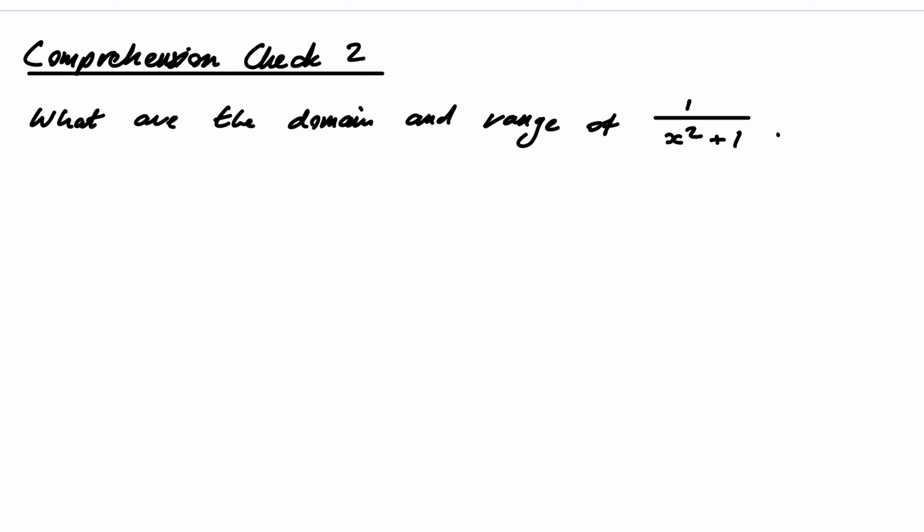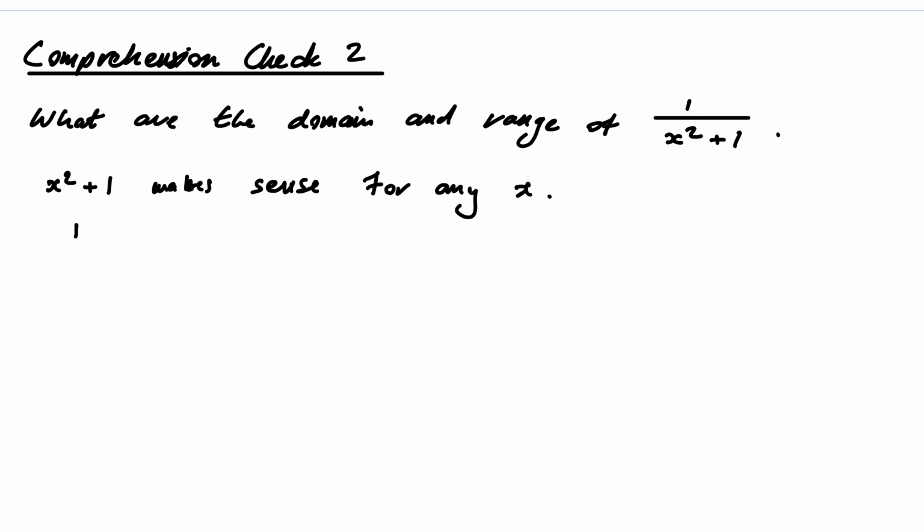Okay, what are the domain and range of this expression? 1 over x squared plus 1. By convention, the domain is all x, so this makes sense. Are there any problems? Well, I don't think so. x squared plus 1 makes sense for any number x. We are taking the reciprocal, so 1 over it.